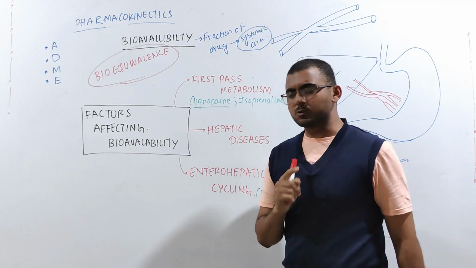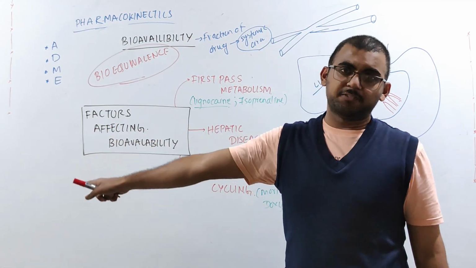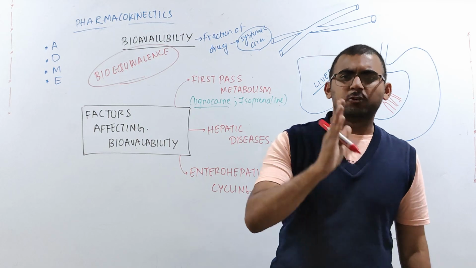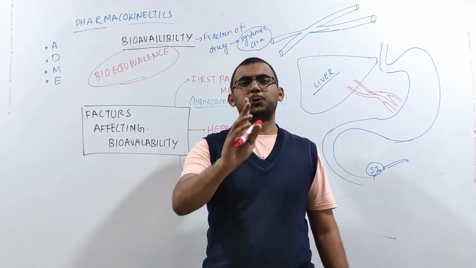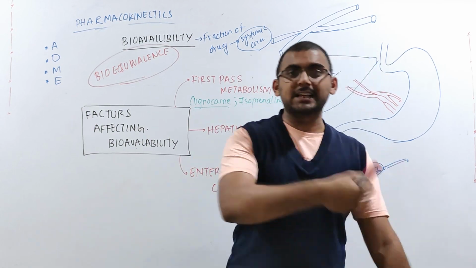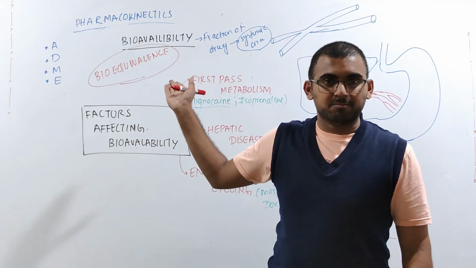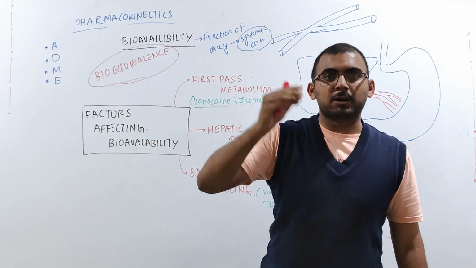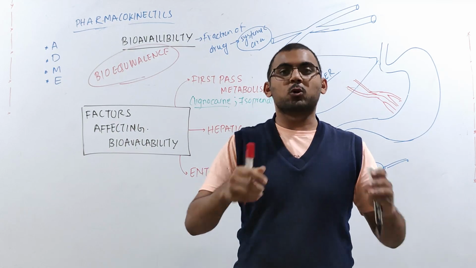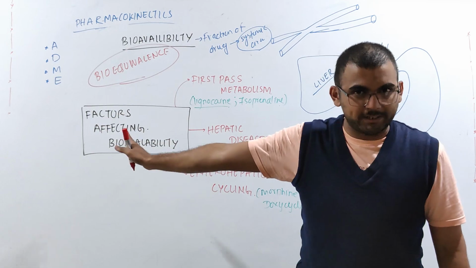Now, next we have to understand what are the factors affecting bioavailability. Whatever factors we learned for absorption, all of them are going to affect bioavailability also. Because obviously, if the drug is not getting absorbed, then from where will the bioavailability come? For the drug to be bioavailable in the systemic circulation, it has to be absorbed, right? So whatever factors come in absorption, you can take for factors affecting bioavailability.